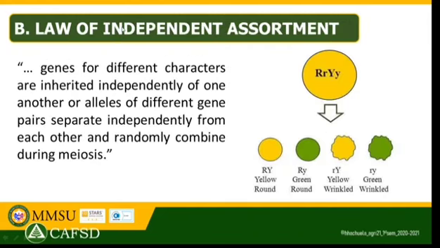Now for the law of independent assortment, the genes for different characters are inherited independently of one another, or alleles of different gene pairs separate independently from each other and randomly combine during meiosis. So in the case of the law of segregation, we are only talking of one gene pair only. But for the law of independent assortment, we are already talking of two different characters.